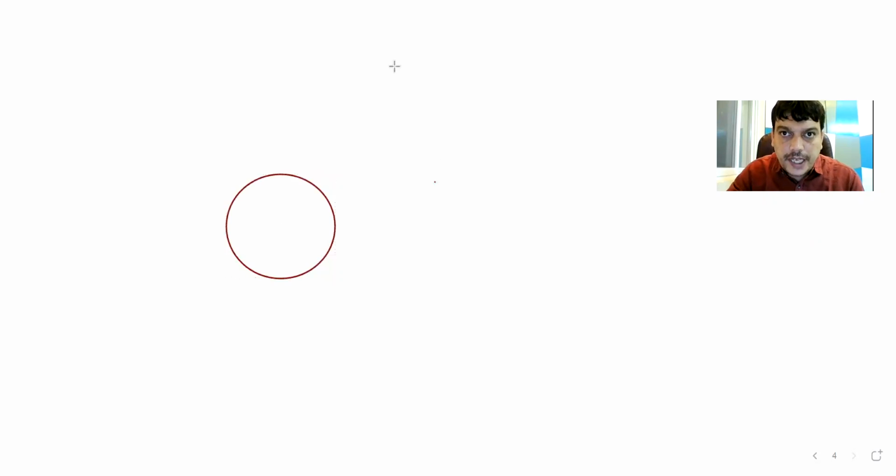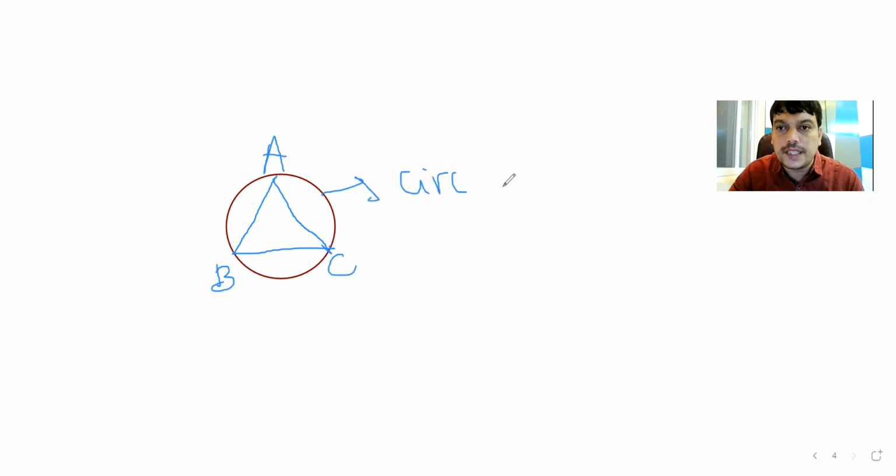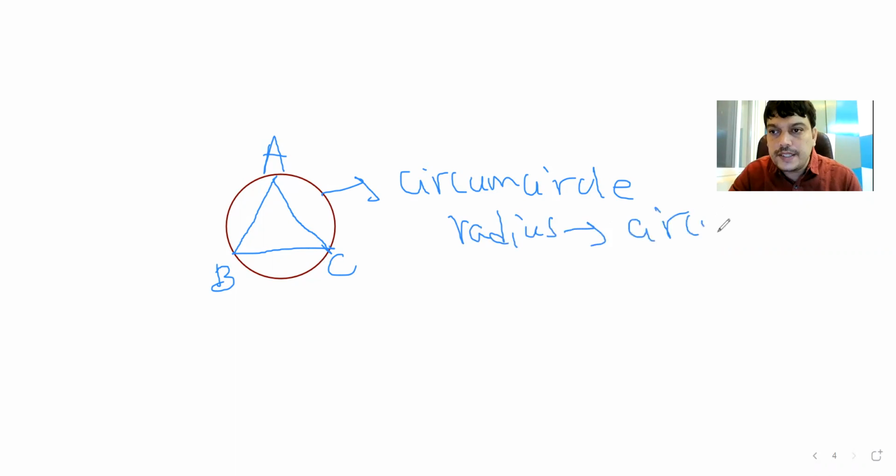So if I inscribe a triangle inside this circle, for example, I draw a triangle inside this. So this circle you can see is clearly passing through 3 vertices A, B, C. So this circle is called the circumcircle, and the radius of this is called the circumradius.